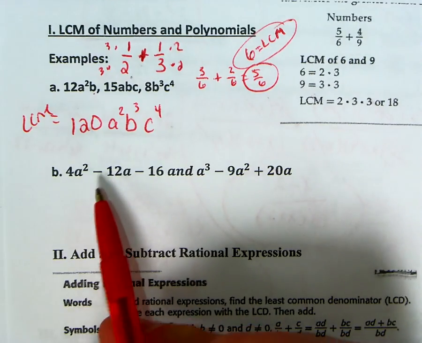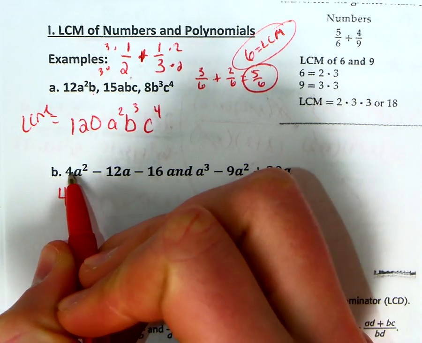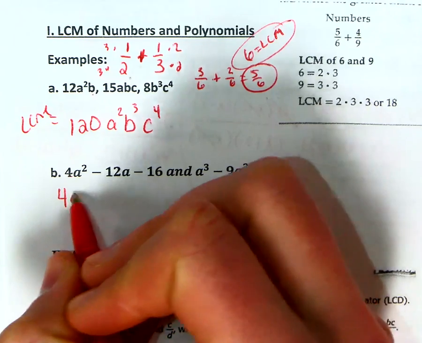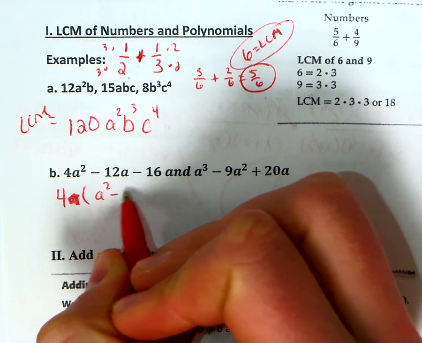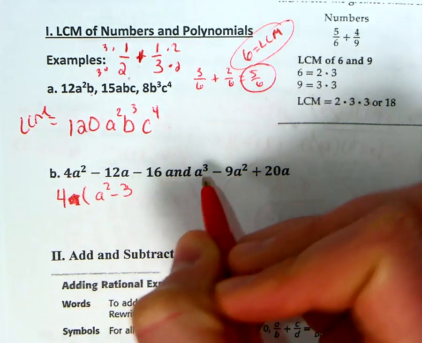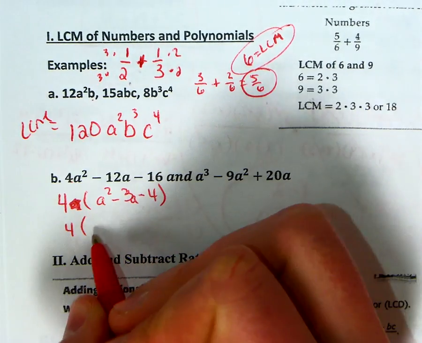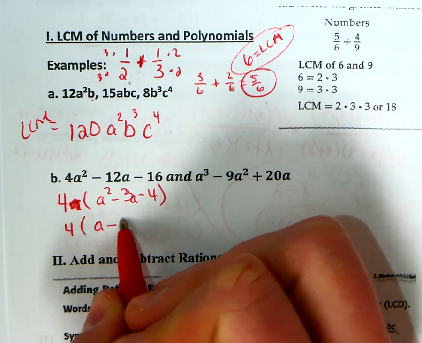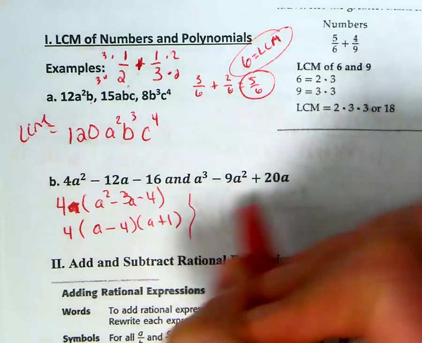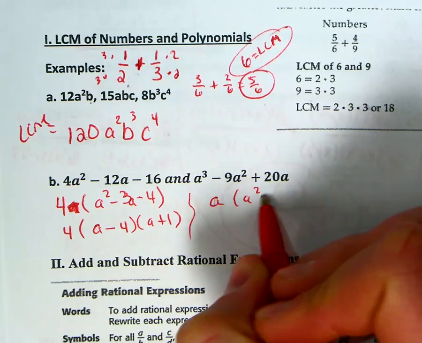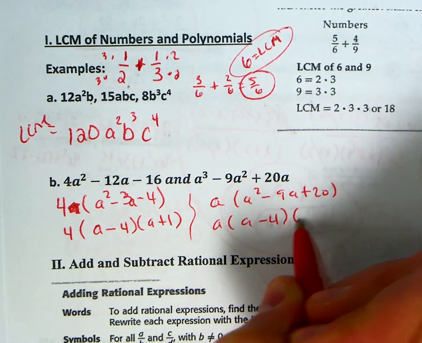Now for these, a little bit more difficult, you have to factor. So for this, I'm going to pull a 4 out. Anytime you notice that there's a 4 in front, check to make sure they're divisible. Not an a, sorry, just a 4. And now we have a squared minus 3a minus 4. And then I have 4, and then it's a minus 4, a plus 1. And for this one, this is where we can pull an a out. Now we have a squared minus 9a plus 20. So you're thinking, all right, a minus 4, a minus 5.